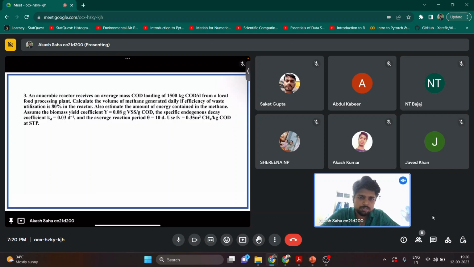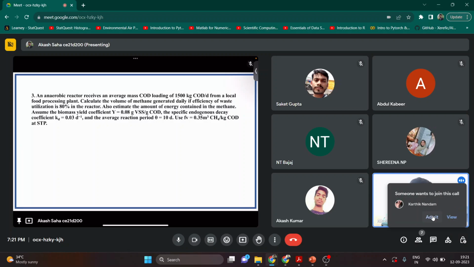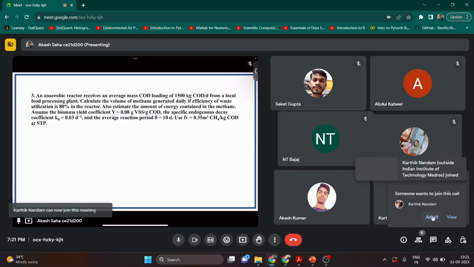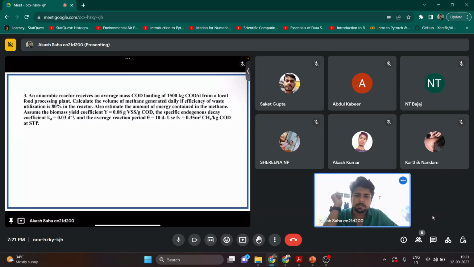So along with the volume of methane, we also have to find the amount of energy that is contained in methane. The biomass yield is given as Y equal to 0.08 gram VSS per gram COD, and the kd value is 0.03 per day. The average reaction period is 10 days. The CH4 conversion value per kg of COD is 0.35, given in terms of meter cube per kg COD at STP.